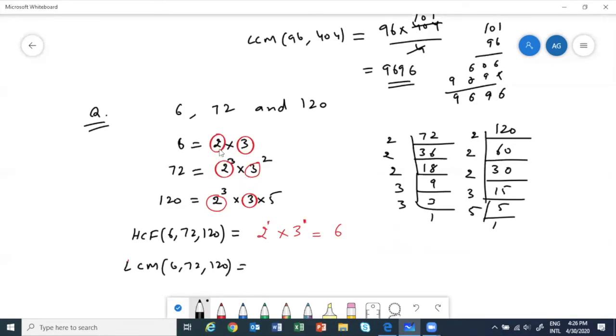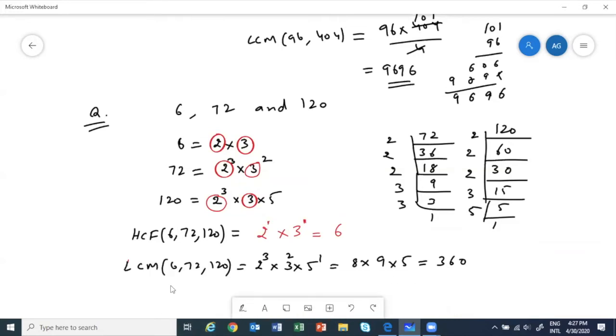So what are the factors? We have first one has 2 and 3. 72 has 2 and 3. 120 has 2, 3 and 5. So we'll write all of them. 2, 3 and 5. Right? Now highest power of 2 is 3. 2 cube. Highest power of 3 is 3 square. And highest power of 5 is 1. Calculate this one. How much? 8 into 9 into 5. Calculate. This will be 360. Okay.